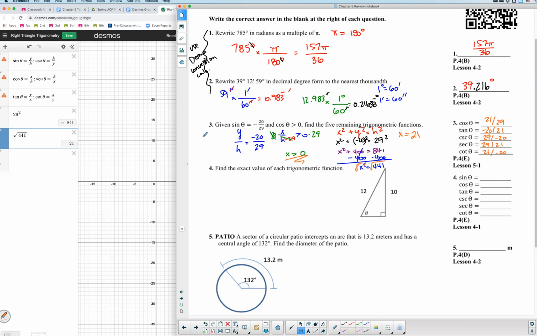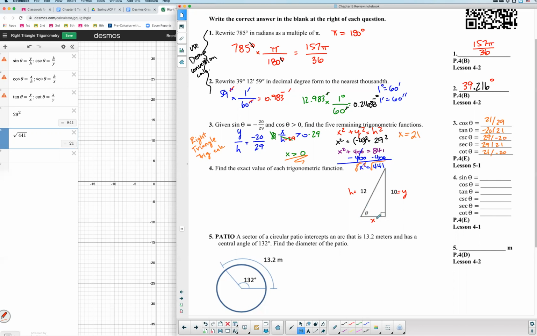And so on this one, I used a right triangle trig calculator. Okay, number 4, it says find the exact value of each trigonometric function. So it's basically like number 3 here, except this time they gave us a triangle to work with, which means if you're looking at an exact triangle, you always deal with positive numbers. If it's a triangle already given to you, you're working with positive numbers. Our y is 10, our h is 12.